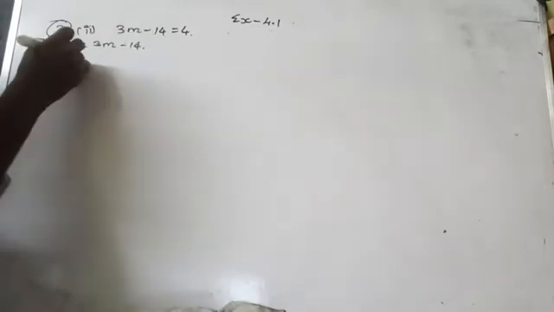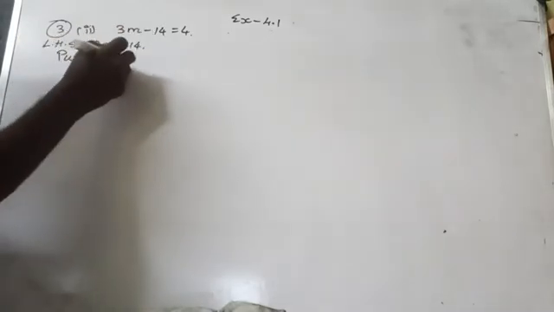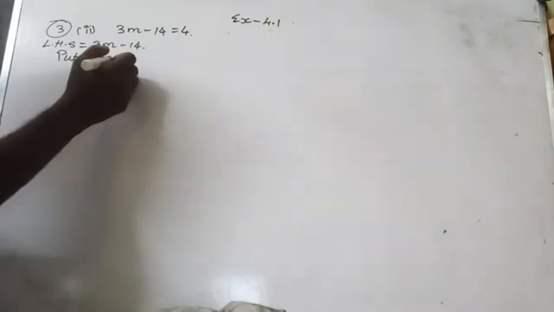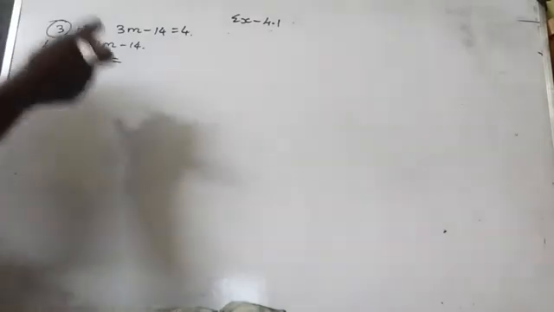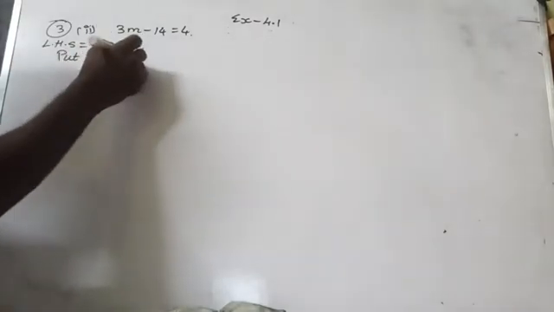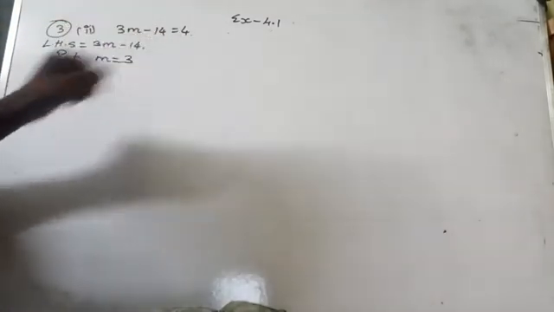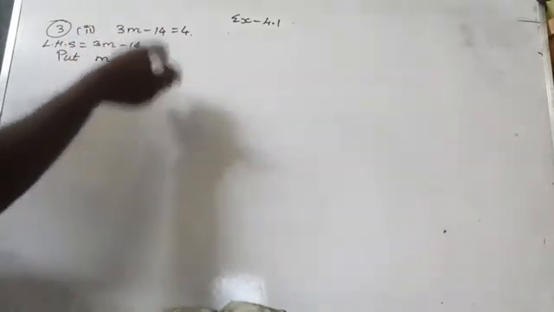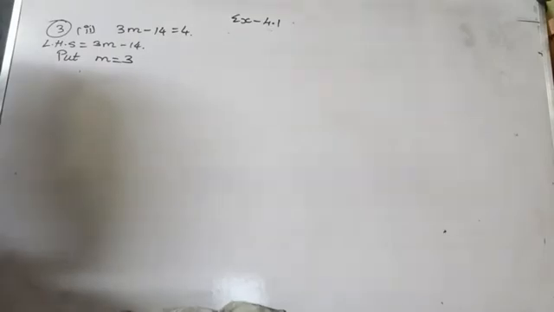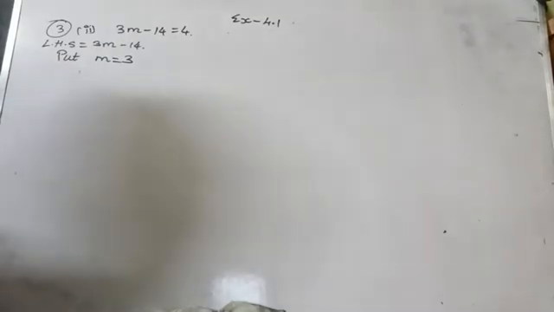Now substitute, put m equal to 0 or 1. Shall we start with m equal to 3? We will start with 3, because if you substitute m equal to 0, you will get a negative, but on the right hand side we have a positive. 3 into 1 is 3, and 3 minus 14 is minus 11. Otherwise, you can substitute m equal to 0, 1, 2, 3 and so on.